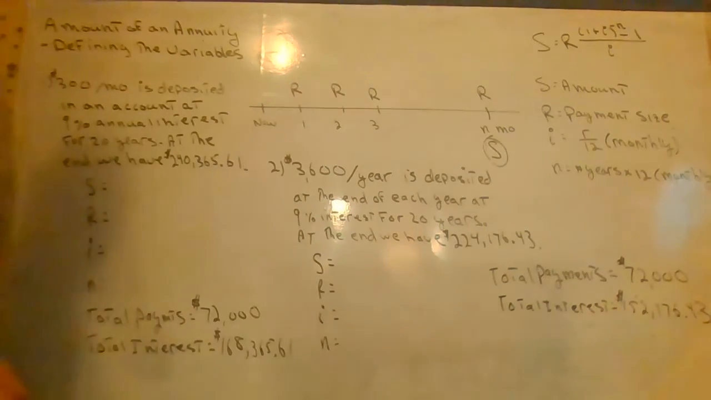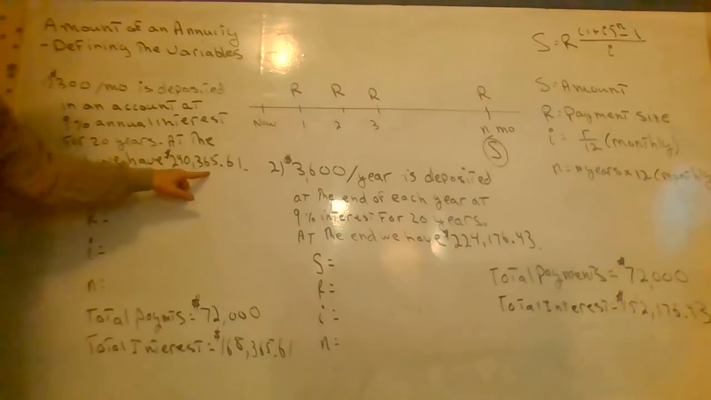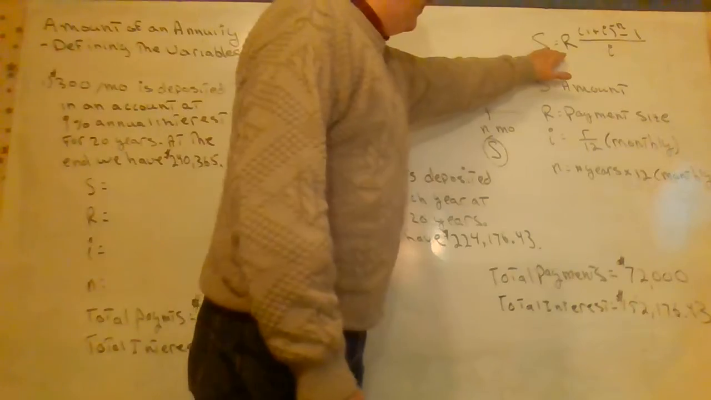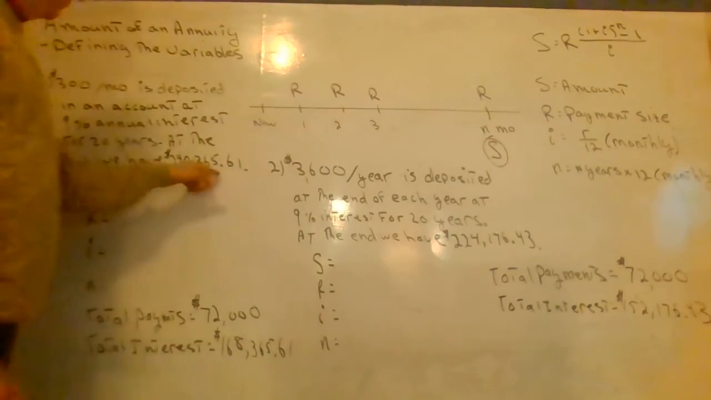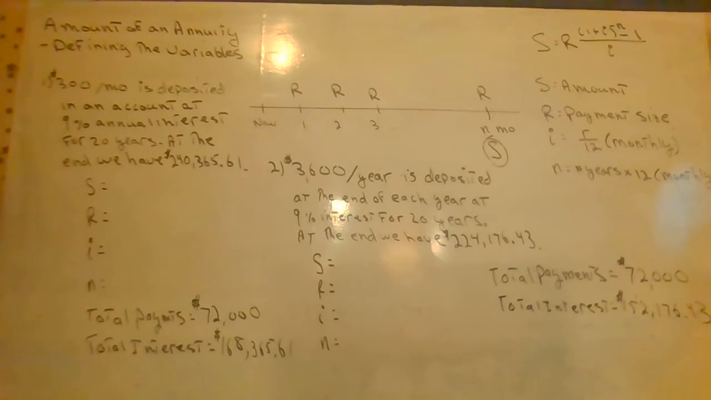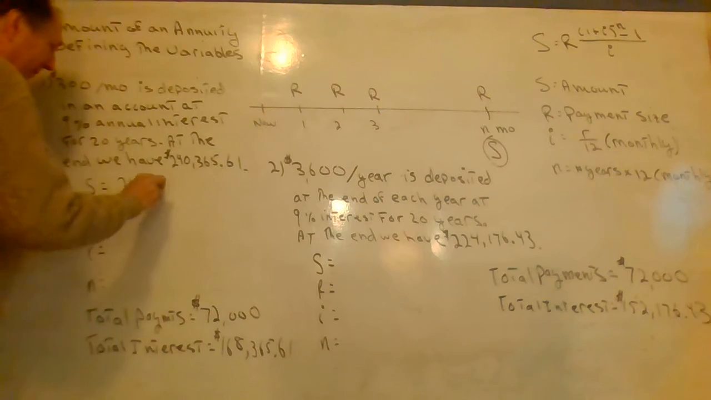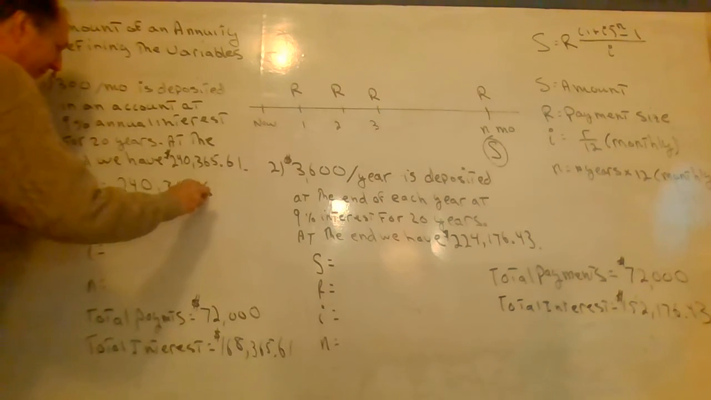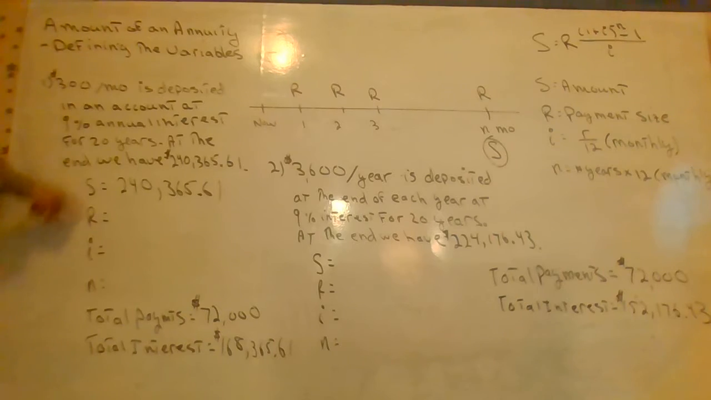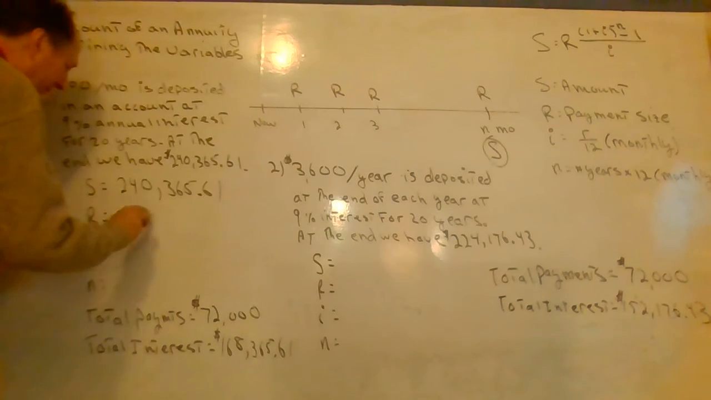Here's a couple examples. We're going to put $300 a month into an account at 9% annual interest for 20 years. At the end, we have $240,365.61. Two sections from now, I'll show you how to use this formula to calculate that amount. But here it's given. We just wanted to find the variables. S is the amount. That's what we have at the end. That's $240,365.61. R is the payment size, $300 per month.